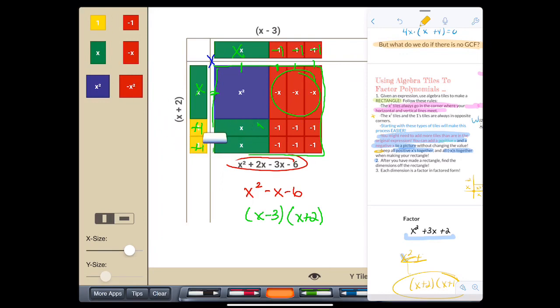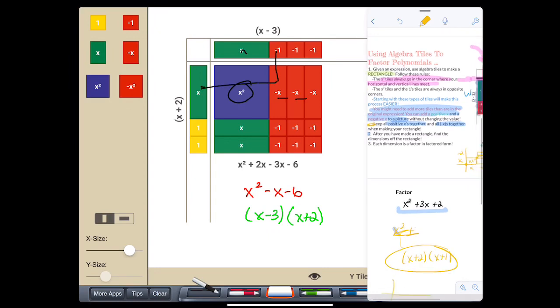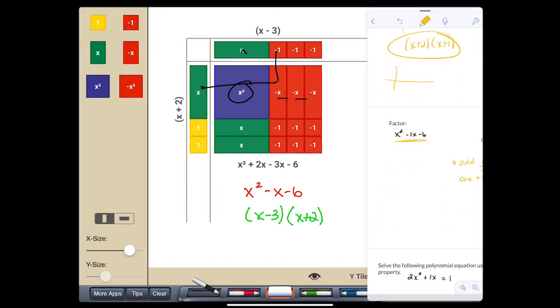I'm going to go ahead and clear some of this ink off now. I can double check my work using multiplication to make sure that I'm right. What I mean by that is x times x is x squared, -1 times x is -x, and I can see that everything works out. So my final answer here, how would I actually rewrite this as a product? It would be x minus 3 times x plus 2.